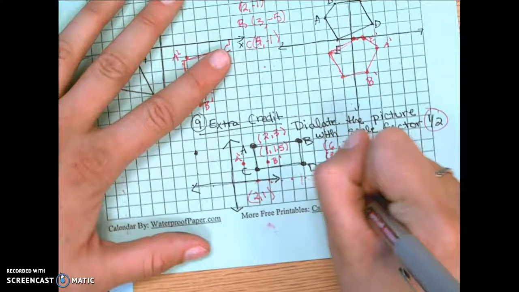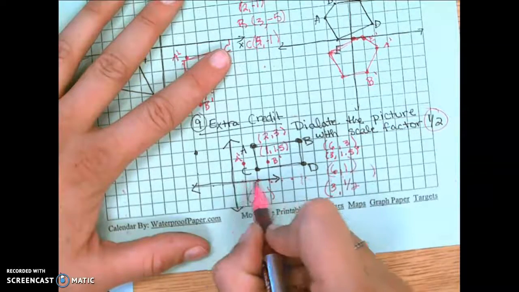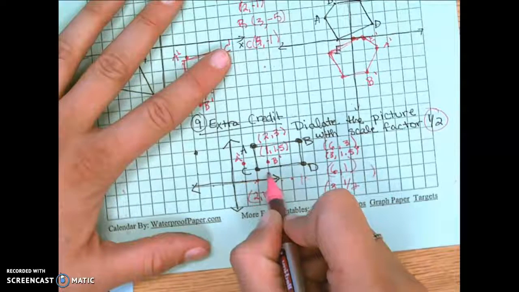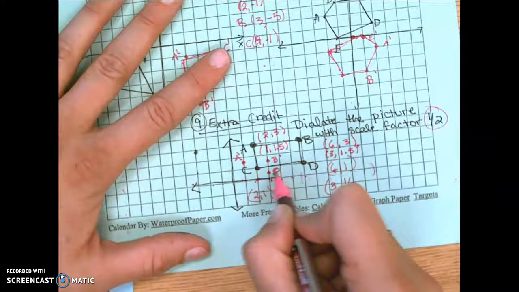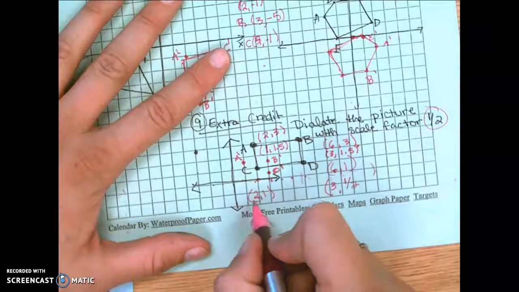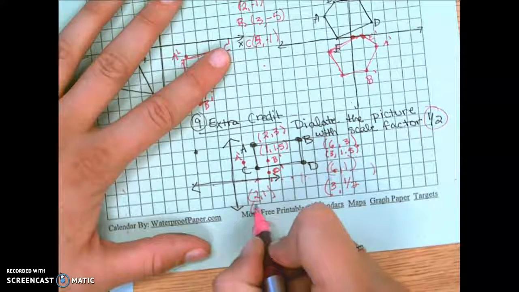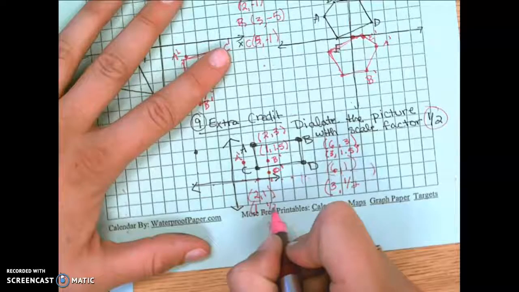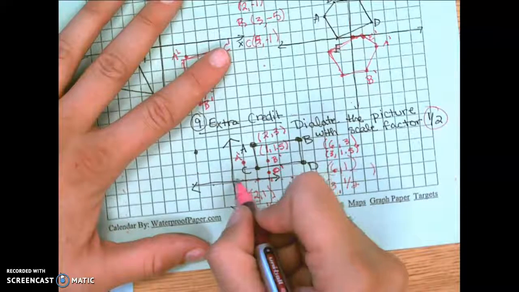1 times 1/2 is 1/2. So we'll go over 3, up 1/2. There's D prime. And C, 2 and 1. Half of 2 is 1. Half of 1 is 1/2. So we'll go over 1, up 1/2.